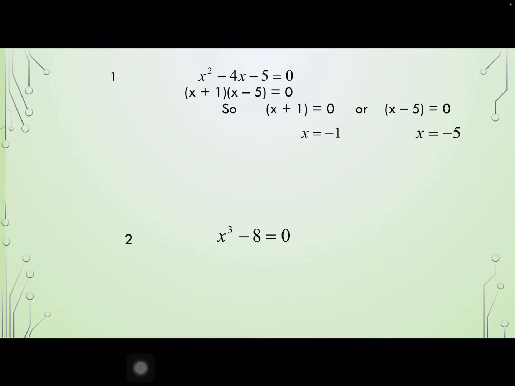The second equation we are going to consider is x cubed minus 8 equals 0. So x cubed equals 8, and x is the cube root of 8, that is 2. This is also an exact value.